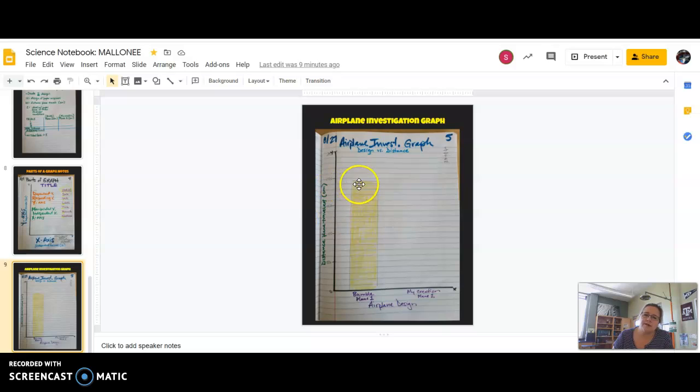Okay, so we marked it off, and then just to make a nice, good-looking bar graph, my pro tip there was to use my ruler. All I did was trace the ruler.